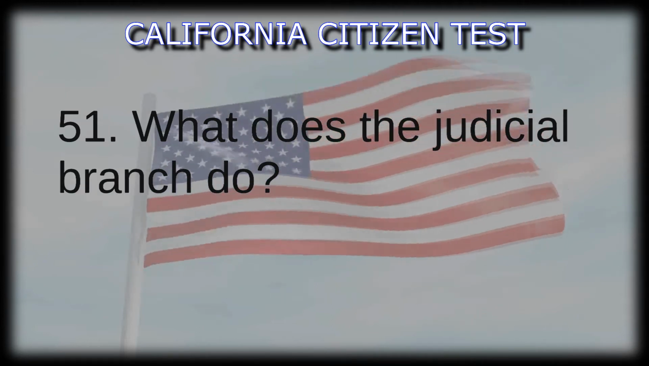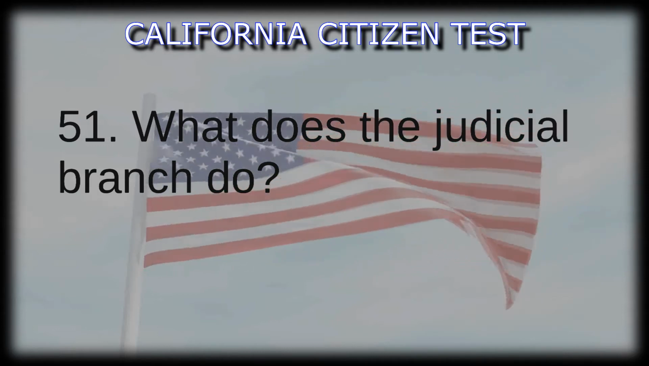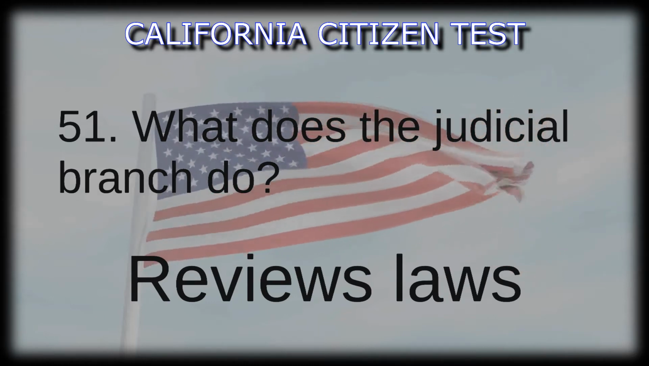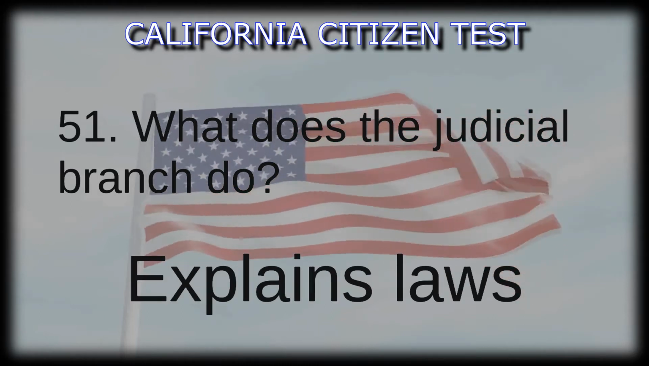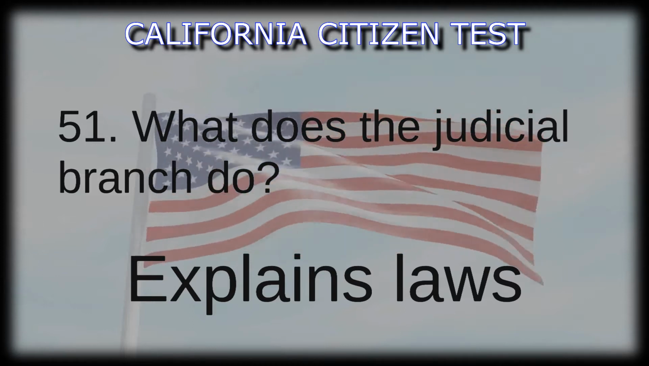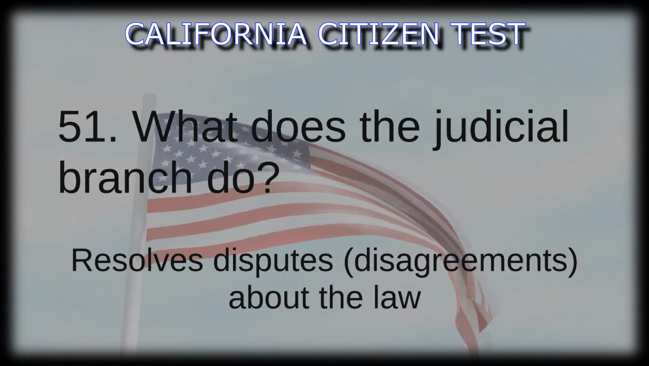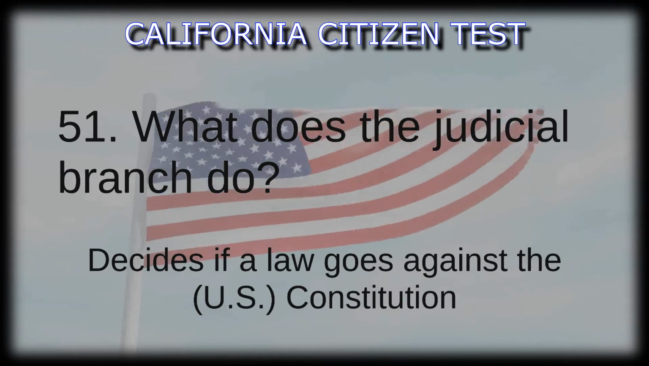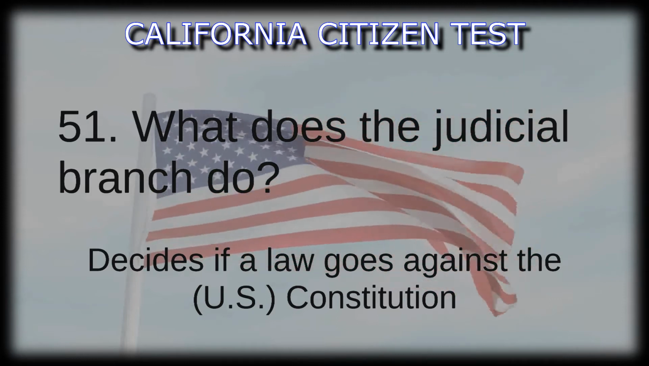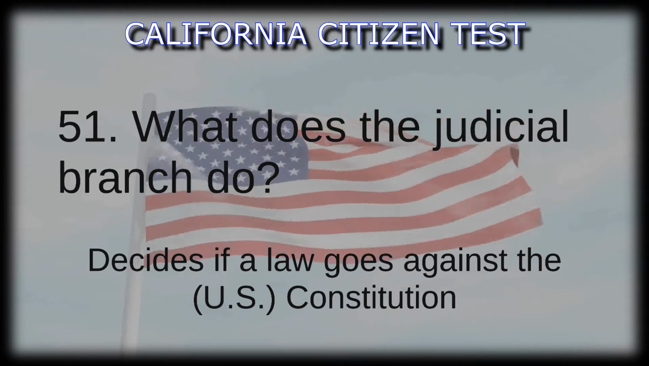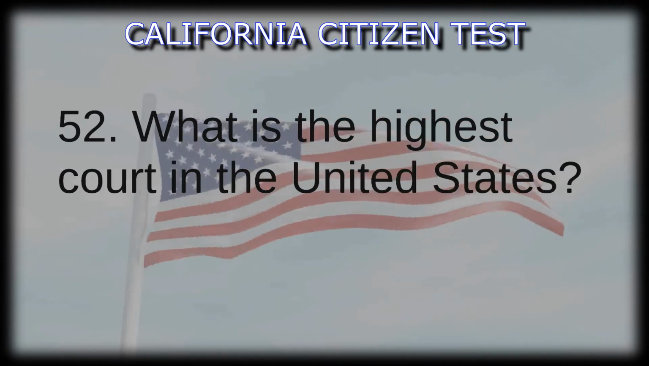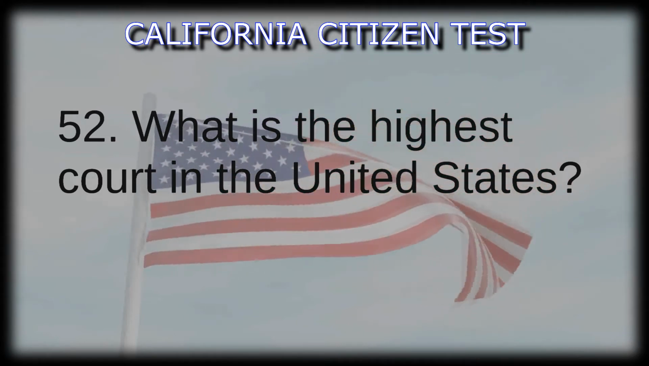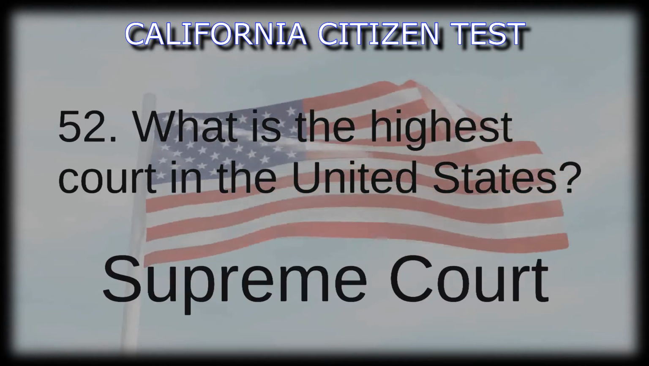51. What does the judicial branch do? Reviews laws. Explains laws. Resolves disputes, disagreements about the law. Decides if a law goes against the U.S. Constitution. 52. What is the highest court in the United States? Supreme Court.